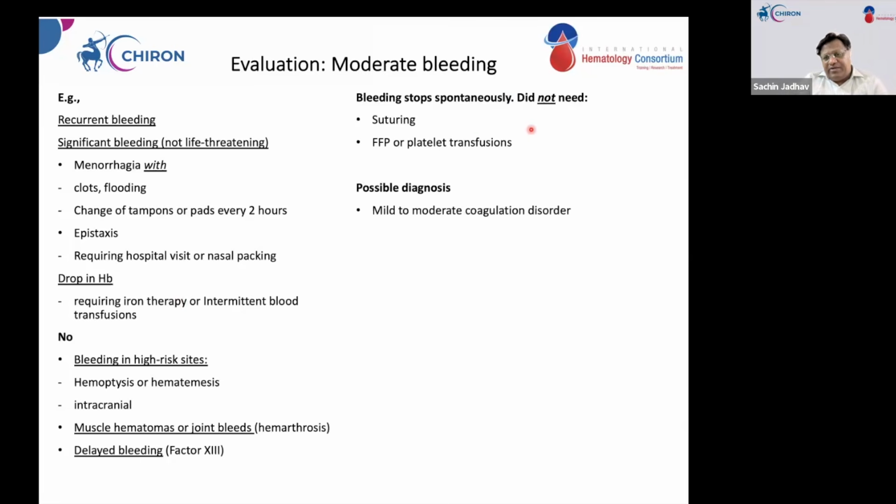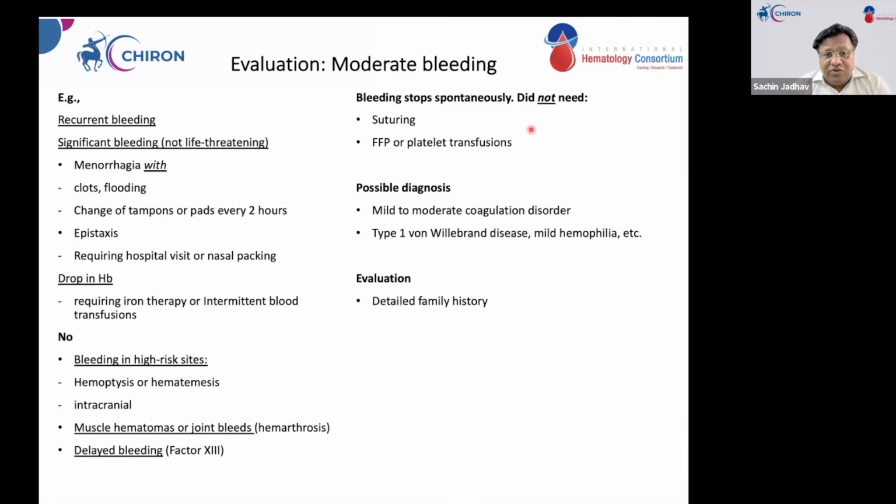We need to evaluate, right? They may be having a mild to moderate coagulation problem. Sometimes type 1 von Willebrand. You know, 5 to 25% of women with heavy menstrual bleeding have type 1 von Willebrand disease, which often gets missed. So patients who have significant bleeding, it may not be life-threatening. It may not require suturing, but it's significant.